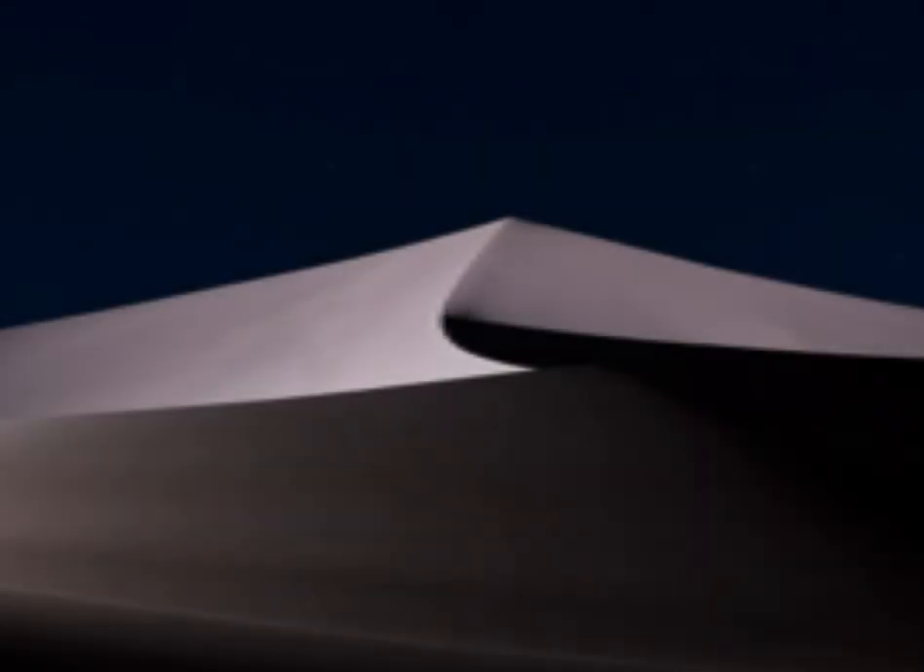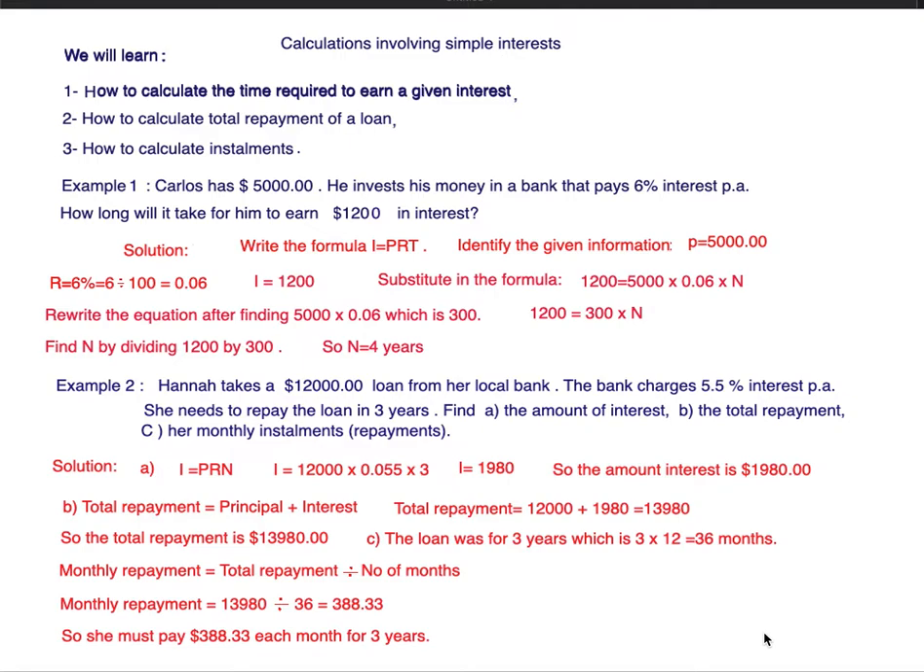So example one. Carlos has $5,000. He invests his money in a bank that pays 6% interest per annum. How long will it take for him to earn $1,200 in interest? To solve that, the first step is to write your formula.